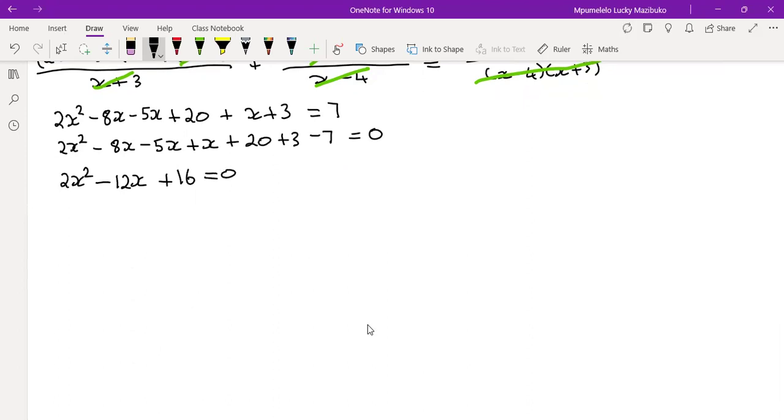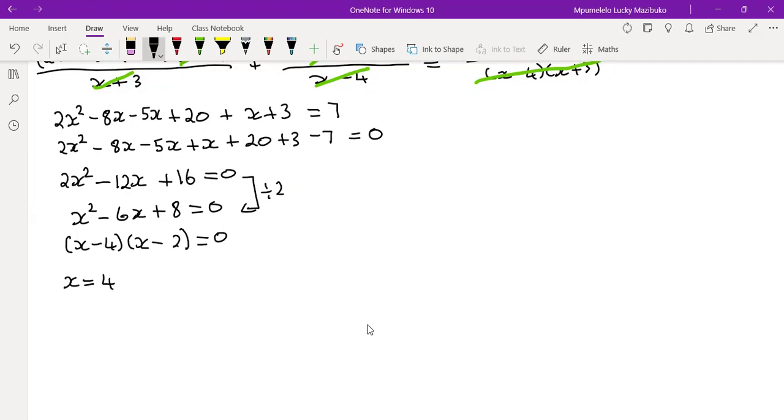You realize that all of these are factorizable, so we can divide everything else by the a value of 2. So it will be simplified to x squared minus 6x plus 8 is equals to 0. Now, when you factorize this, you'll realize you get x minus 4 and x plus 2, or minus 2, sorry about that. x minus 4, x minus 2 equals to 0. You'll then realize that the solutions were supposed to be x equals to 4 or x equals to 2.